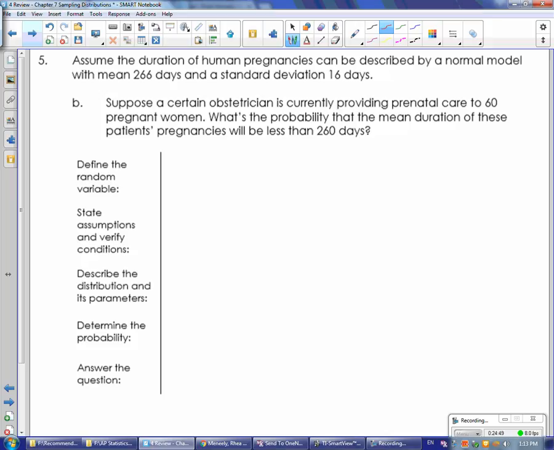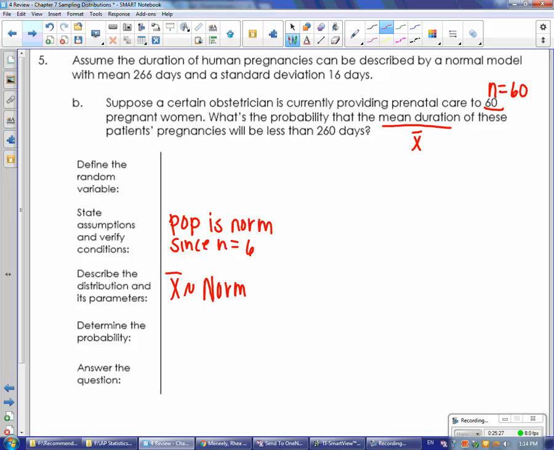It says, suppose a certain obstetrician is currently providing prenatal care to 60 pregnant women. Okay, so prenatal care to 60 pregnant women. Now I'm dealing with a sample of 60. What's the probability that the mean duration, so now I'm talking about the mean of a sample, of these pregnancies will be less than 260 days? Well, remember we said the population was normal? Since the population is normal, I can say that X bar is also normal in this case. But we also know that since n is equal to 60, which is greater than 30, both of those conditions are met.